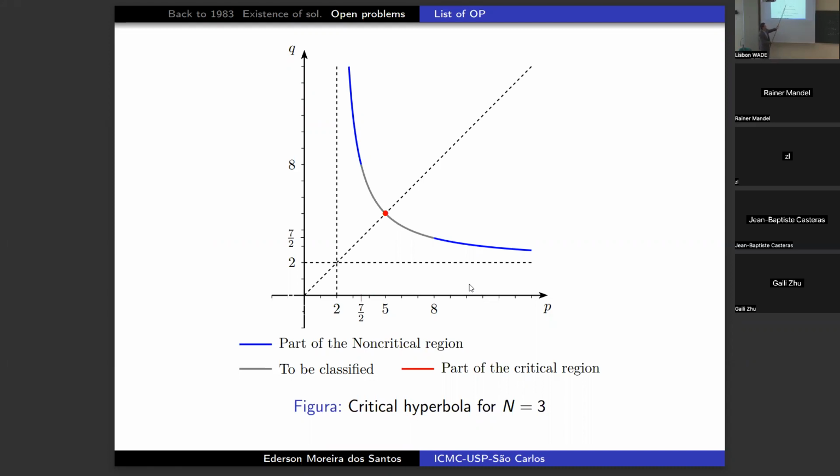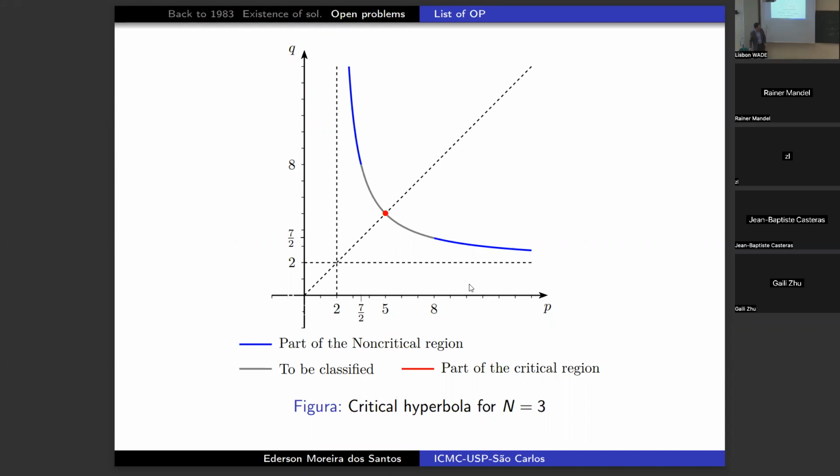We have solutions. When p equals q, r equals s, lambda equals mu, we are in the Brezis-Nirenberg setting, and we know that there is no solution for the linear perturbation. So this is a point on the critical region, but we have some restriction. We are only able to treat this region and this region, and we conjecture that all these gray parts must also be red, so must be critical.